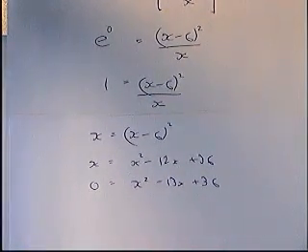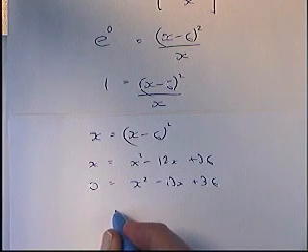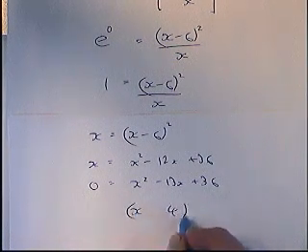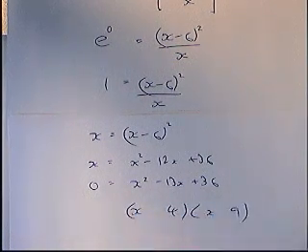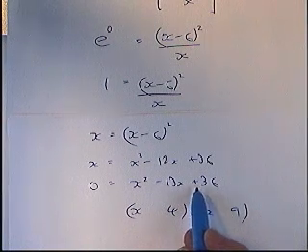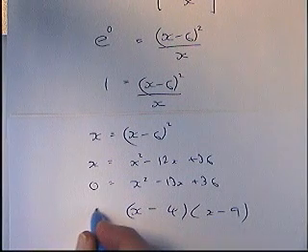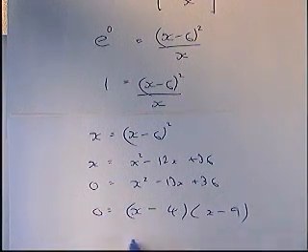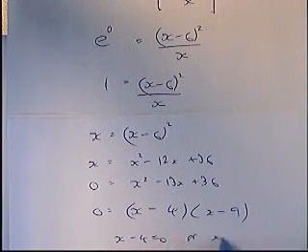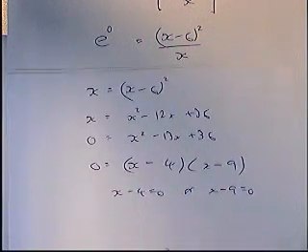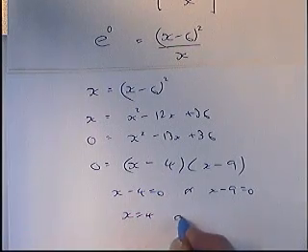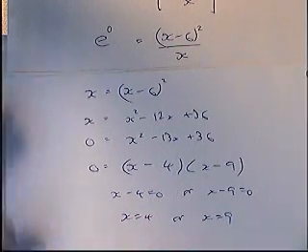The numbers that multiply together to get 36 and add or take away to get 13 are 4 and 9. Both signs need to be the same as each other. They both need to be that sign. So that means that either x minus 4 equals 0 or x minus 9 equals 0. So either x equals 4 or x equals 9.